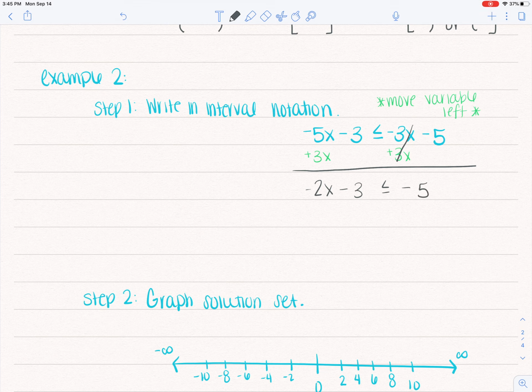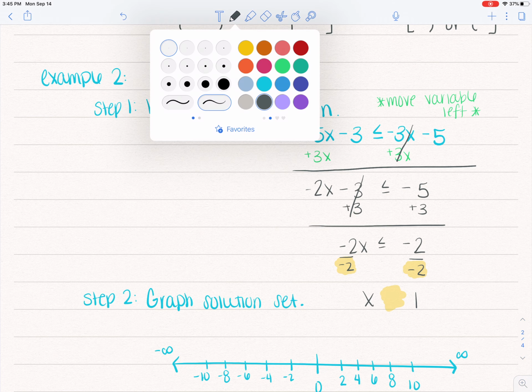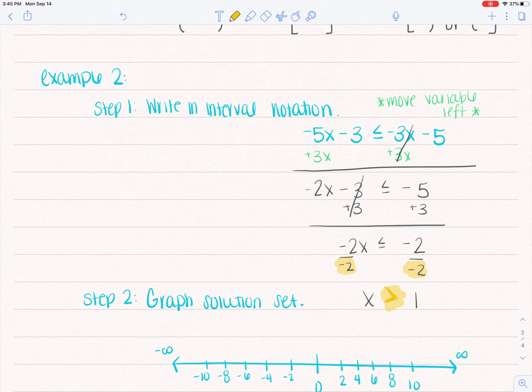Do I have a constant? Yes, so I'm going to add the 3 to both sides. Those will cancel. And then simplify. Divide by negative 2, divide by negative 2. Now something that we talked about on the very first part of this video was that if you multiply or divide by a negative number, you have to flip the inequality. So that thing is going to turn because I divided by that negative 2. So I flip the inequality. So now I have x is greater than 1.